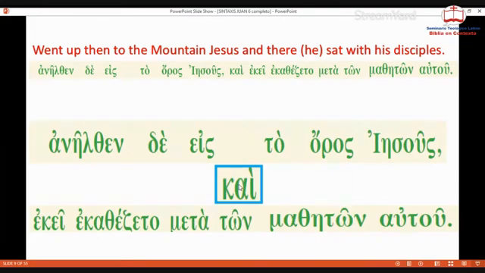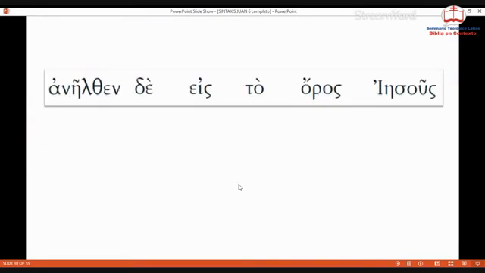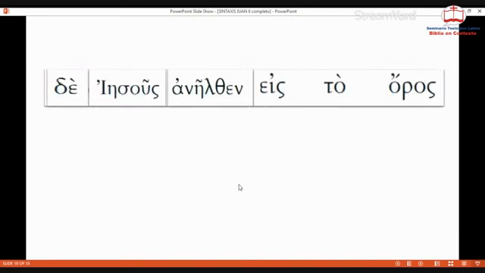And when we analyze this syntactically, we need to do it separately. So we will do the first clause first, and then the second clause, okay? Let me read the text in Greek again before we move to the analysis: Ανήλθεν δε εις το όρος Ιησούς, εκεί εκαθέζετο μετά των μαθητών αυτού. Here we go. That's the text as we find it in the original language, but we will organize it this way to make it easy to analyze.